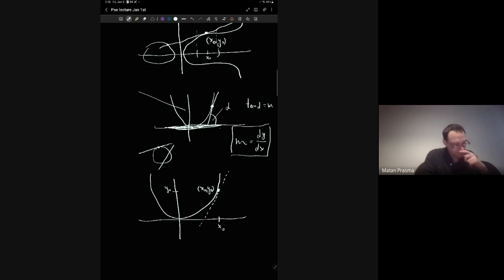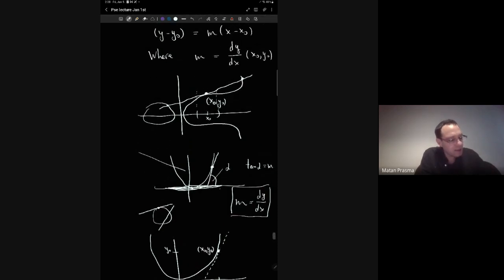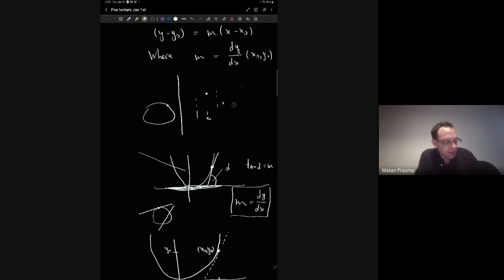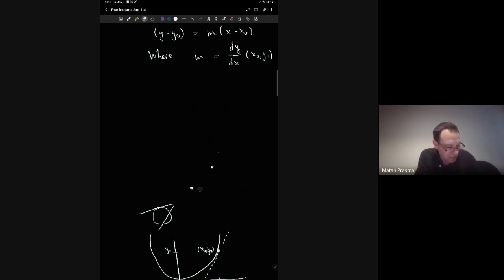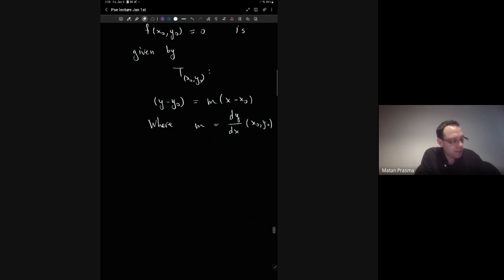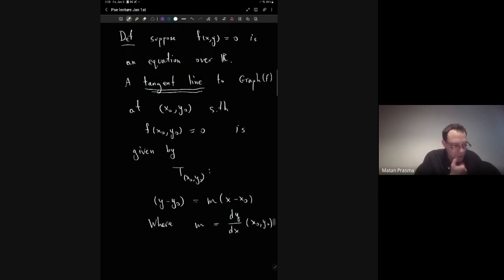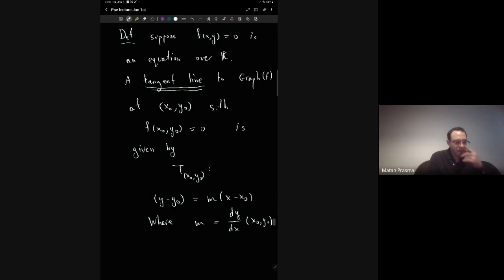But okay, so this is the tangent line. We have an equation for it. I'm not going to develop it completely. This is something you typically do in high school mathematics. But for us, okay, so we have a tangent line for any graph of a function if the derivative exists. But we are dealing with polynomials.